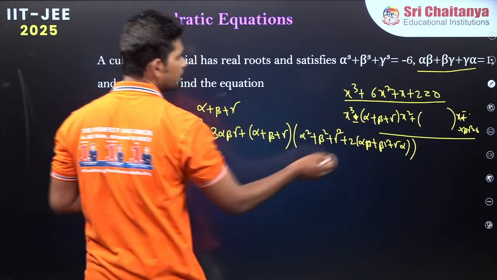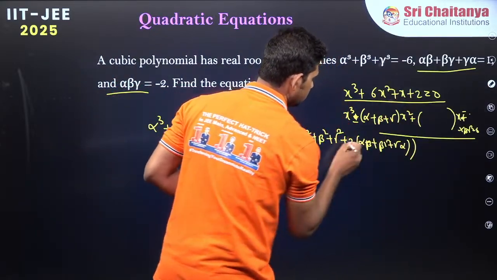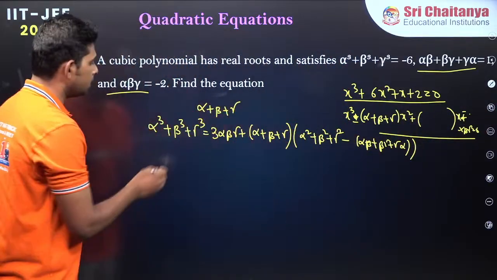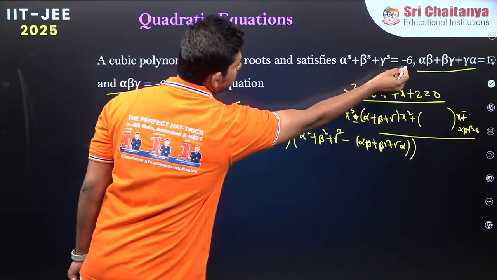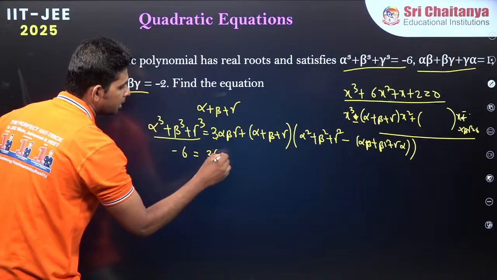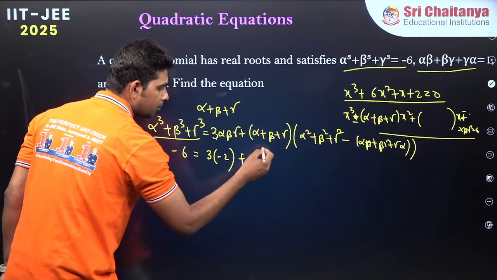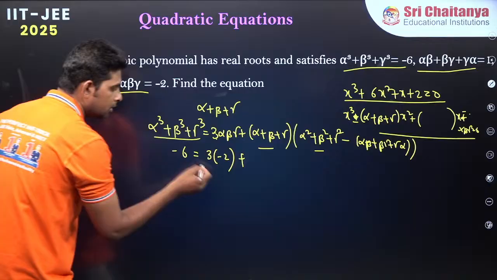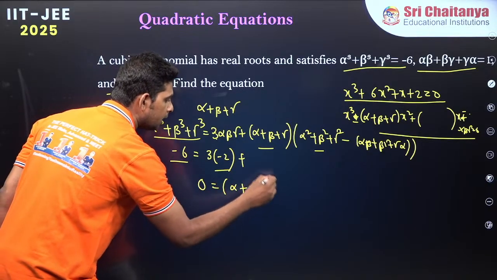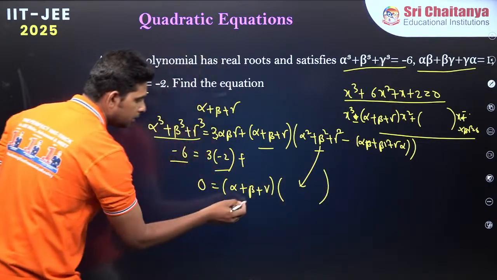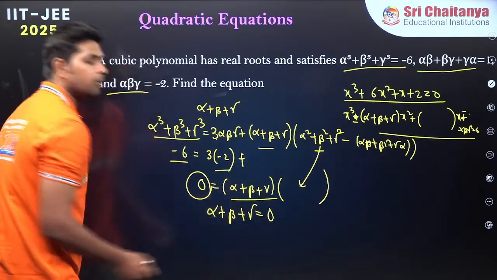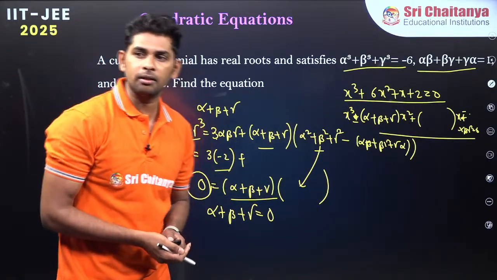Now a simple small change here. You can see that alpha cube plus beta cube plus gamma cube is given by minus 6, which is equal to 3 into minus 2 again plus the sum of the roots into this expression, and these values are getting cancelled. We are left with 0 is equal to alpha plus beta plus gamma into this one over here. Now you can see that this is equal to 0, so alpha plus beta plus gamma is equal to 0. That means the x square coefficient is equal to 0.